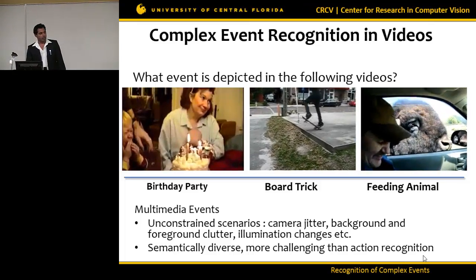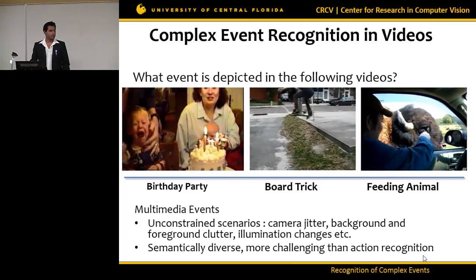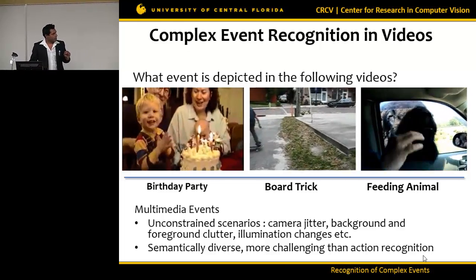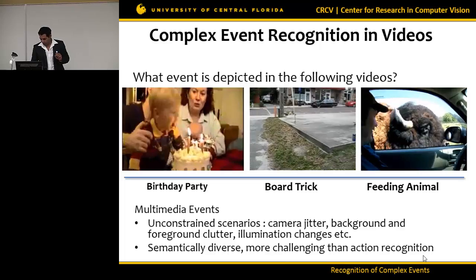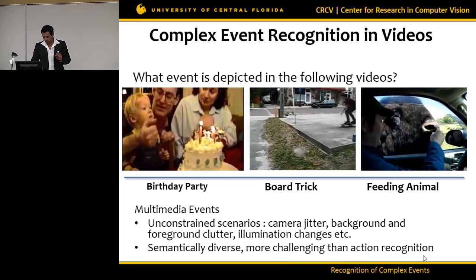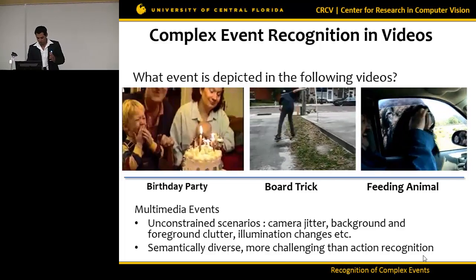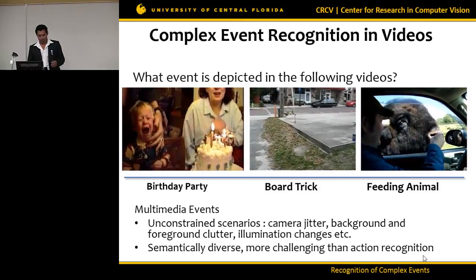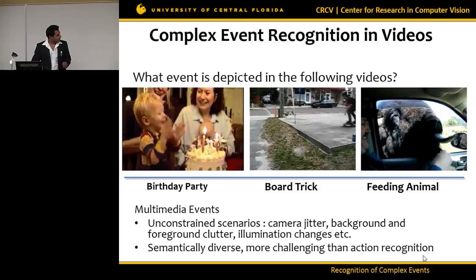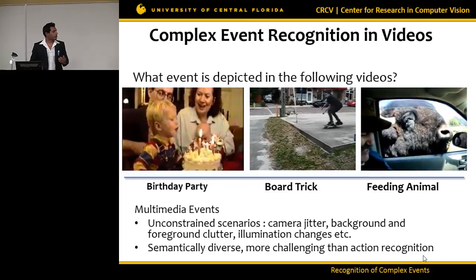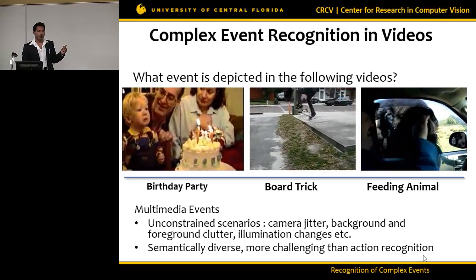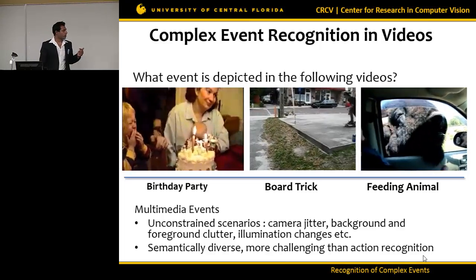So to begin with, what do we mean by complex events? You here see three examples of those. Left one being a birthday party, the center one is a boat trick, and the right one is feeding an animal. For humans, depicting what kind of events are there in these videos is not a big problem.